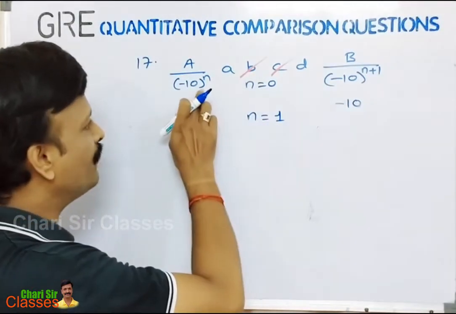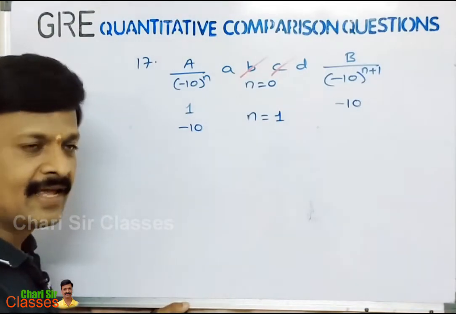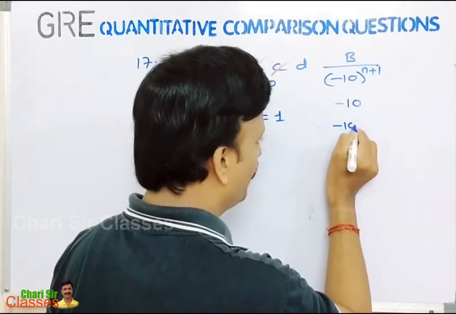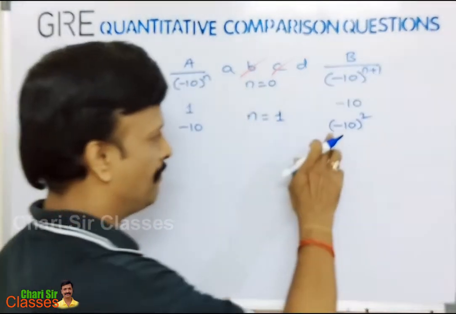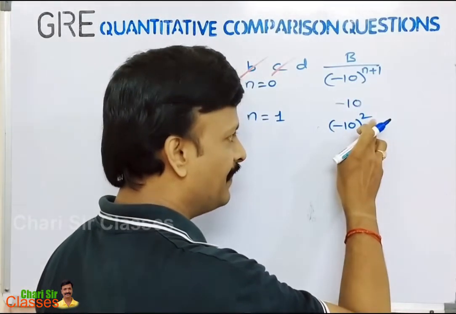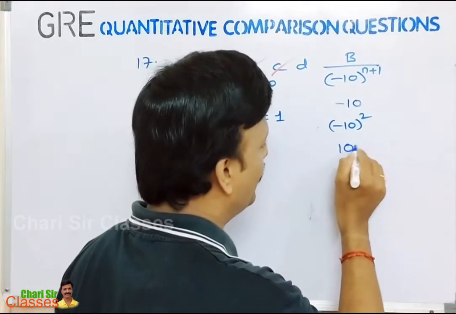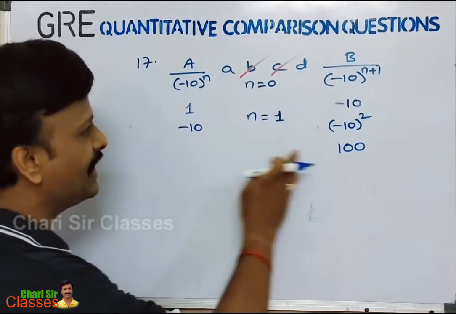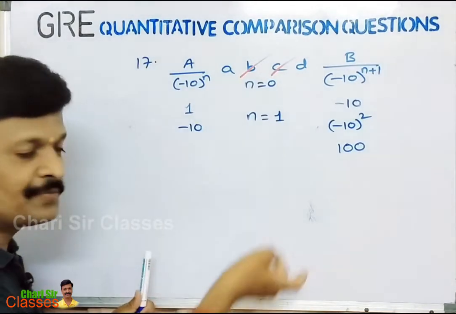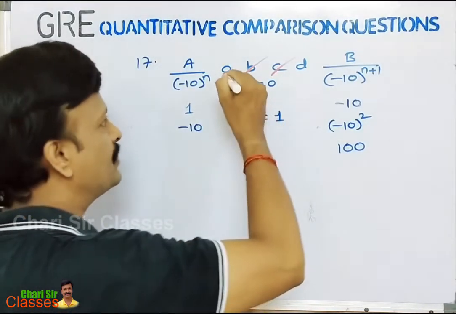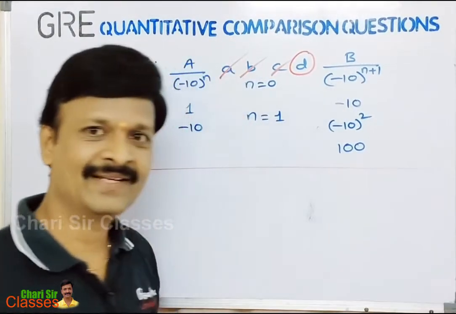When n is equal to 1, minus 10 to the power of 1 is minus 10. And here minus 10 to the power of 1 plus 1, 2. Minus 10 square. When even power for the negative base, that becomes positive. That value is 100. Now minus 10 and plus 100. Is A greater? A is negative, B is positive. Is A greater? No. So A you can eliminate, B you can select. You can close the scratch paper.